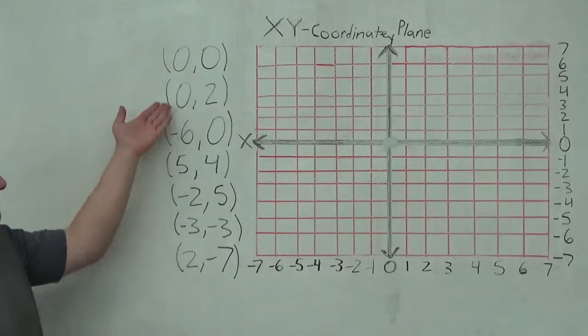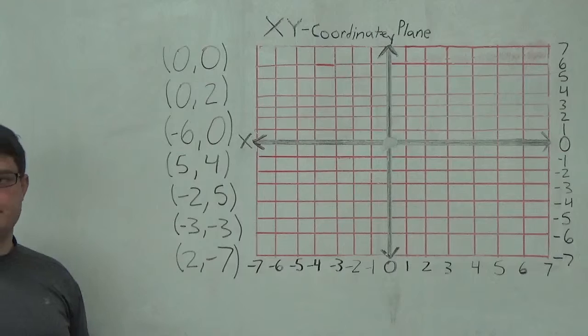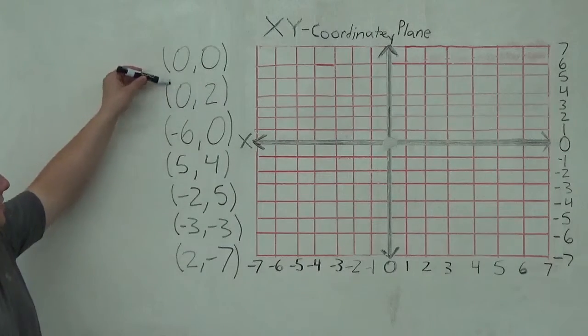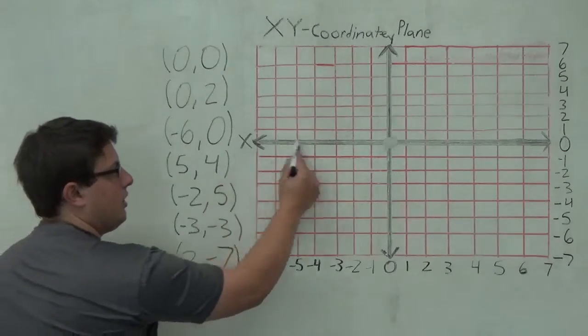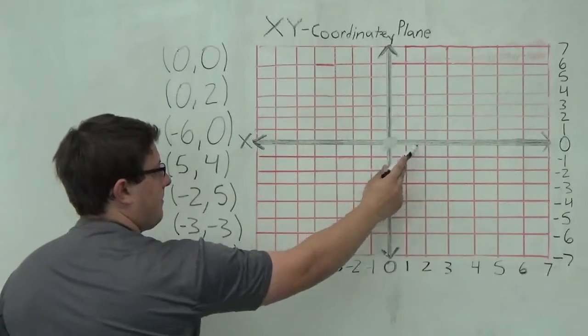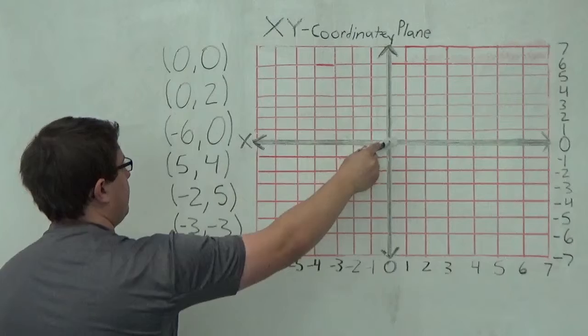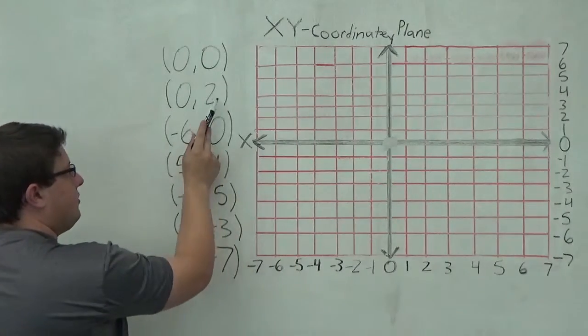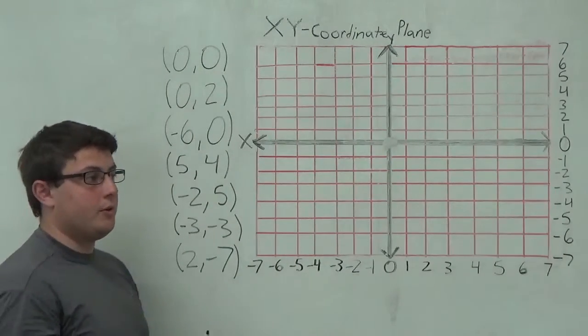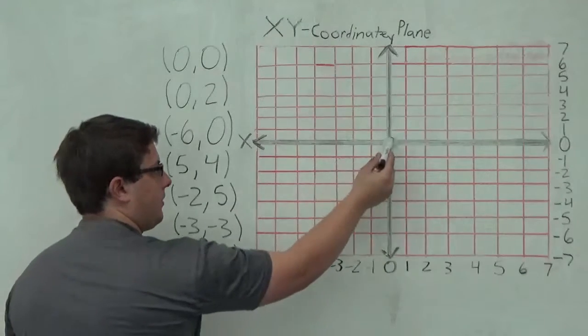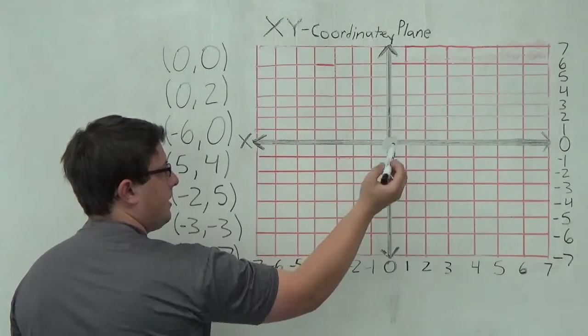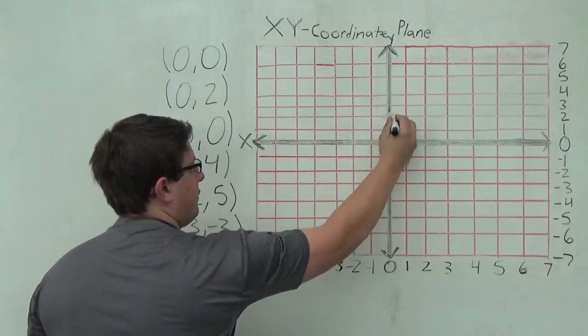Now for this example, 0, 2. The x distance is still 0, so it's still somewhere along this line here. So it's right here at x equals 0. And then y is 2. So we're going to go 2 up the y-axis. So we're going to go 1, 2. So this is the new point of 0, 2.